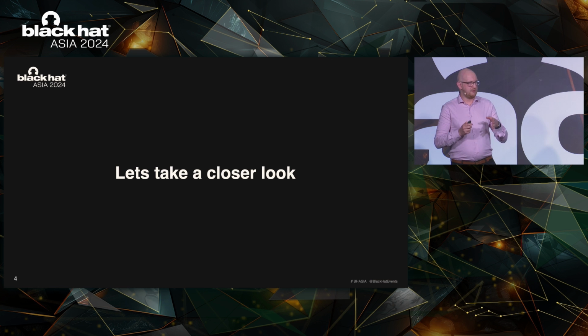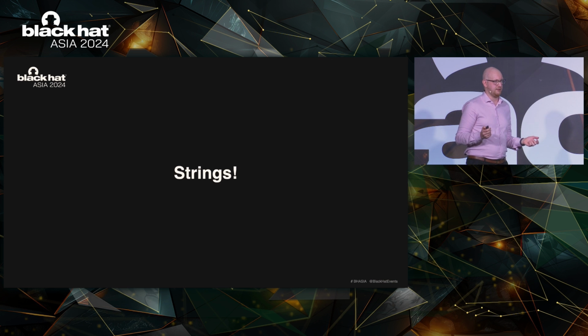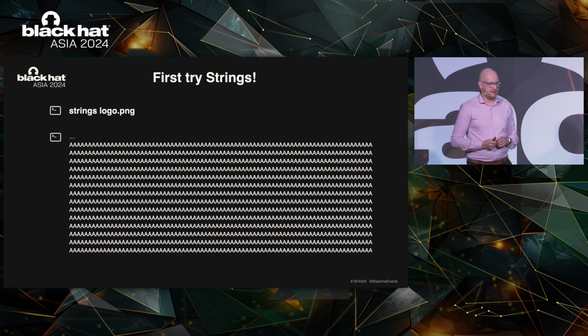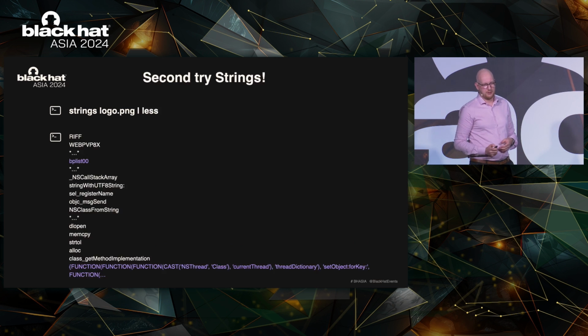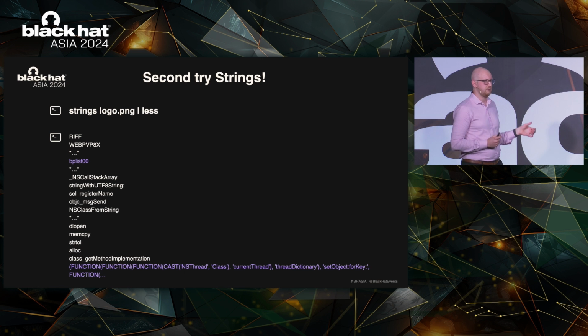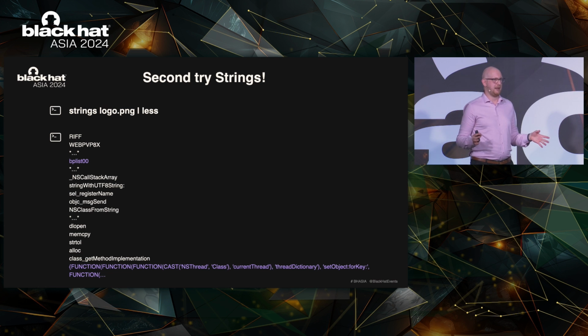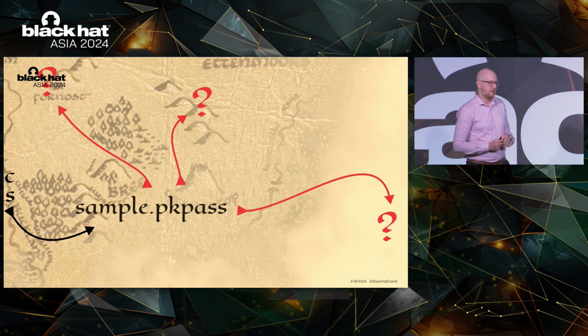Now let's take a closer look at the sample. And what is usually the best tool for malware analysis? This is very obvious. Of course, it's strings. So if we run strings on this, what we only get is a couple of A's. So that's not really helping. But maybe we should have started to look at the very beginning of this file. And if we look at the strings here, there are 2 things that directly stood out to me. The one is there's a binary plist which is embedded in this file. And the other one is there's a couple of functions at the bottom. And of course, there's a couple of different strings, like an NSCallStackArray, like dlopen, memcpy, and so on and so forth, that you would never expect to see in a PNG file or even in a WebP file. OK, so we definitely need to investigate further.